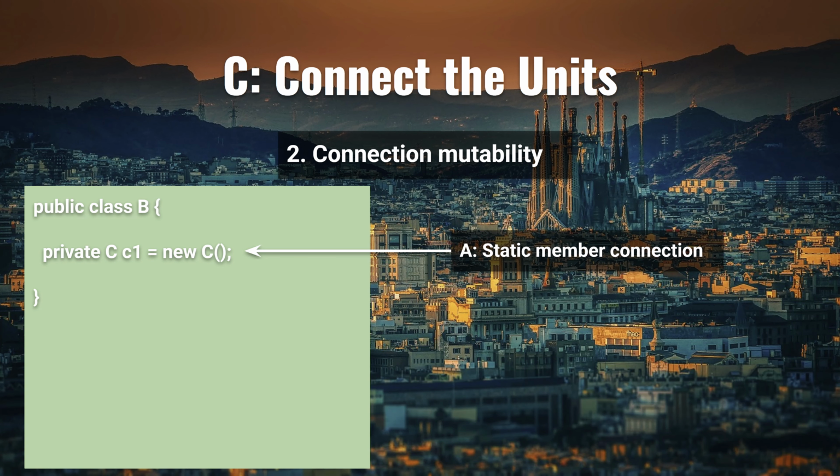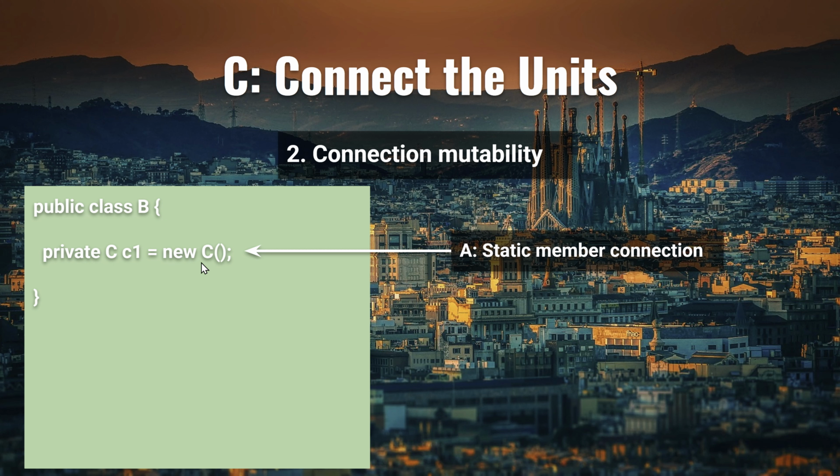Let's have a look at a couple of connection mutabilities as examples. The first one here is what I call static member connection. And it's static not because of the declaration part here, but because of the instantiation of a new C right here at the declaration of this C1 variable. You cannot change later in the lifetime of B what C this object here is referring to. It will always refer to this C here that is instantiated here.